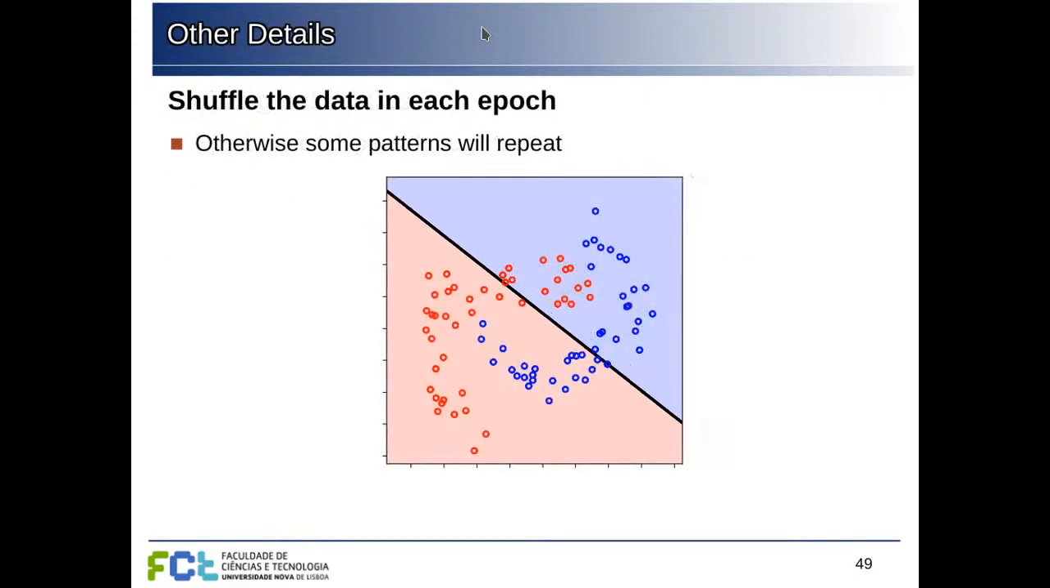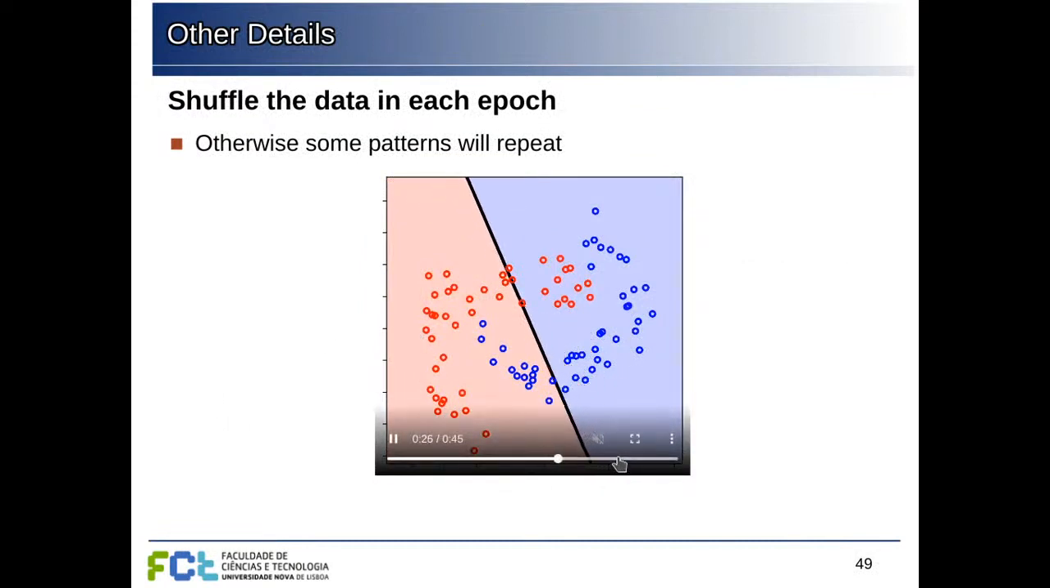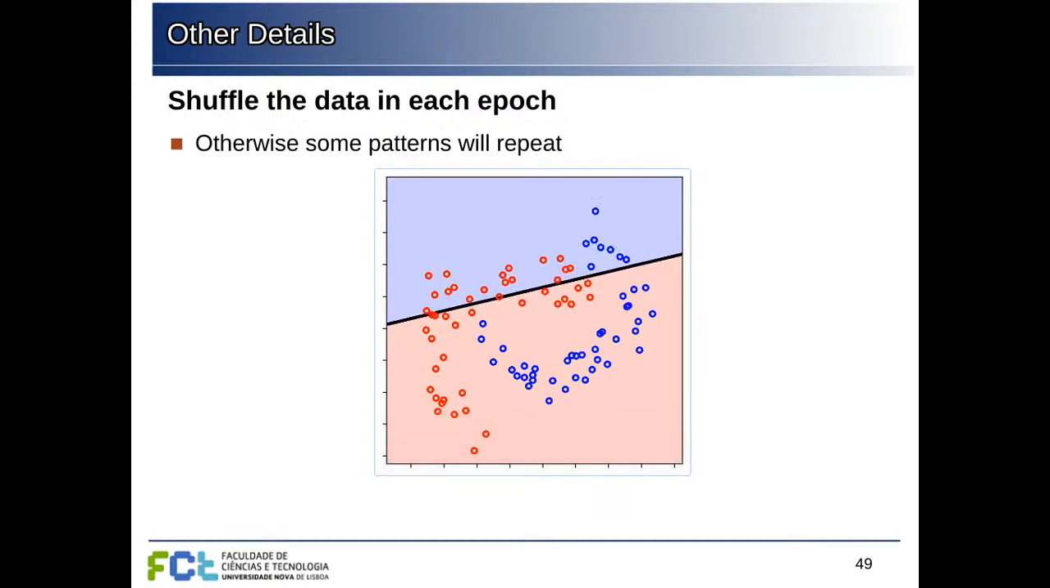We also should shuffle the data in each epoch. We can see here one possible effect of not shuffling properly, which is you start getting these oscillations due to repetitions in the order of the values that you're giving the network. So to avoid this, we should shuffle the data or randomly select examples in each mini batch.